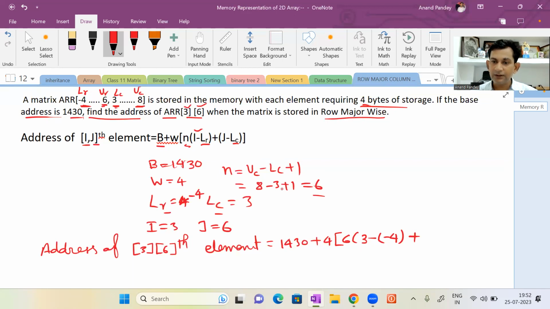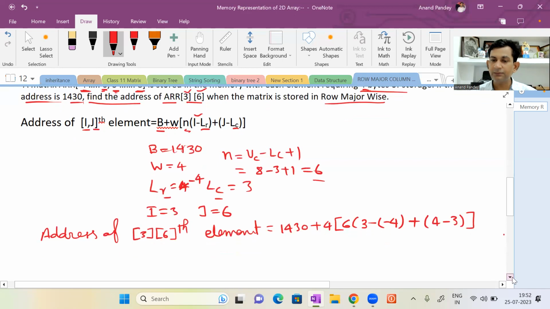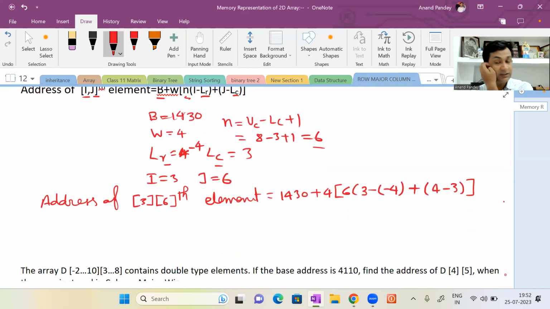Then the value of J is what? 4. 4 minus LC is what? 3. Okay. Now solve this formula. Solve this, and you'll get the address of the 3, 6th element.